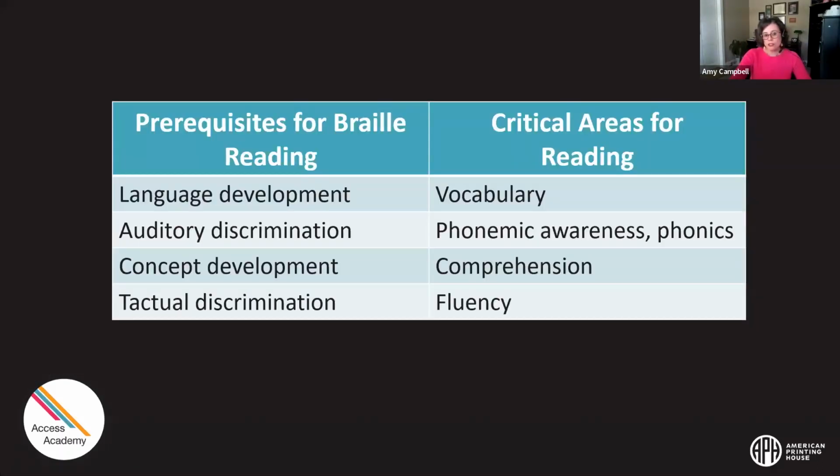Now, we'll put both of these side by side, showing how each complements one another. We have language development aligning with vocabulary. Auditory discrimination pairs nicely with phonemic awareness and phonics. Concept development and comprehension go together. And having good textual discrimination really allows for our students to read with fluency. Again, all of these prerequisites and skill areas of reading are going to continue to resurface in this presentation, almost as if you're having deja vu.